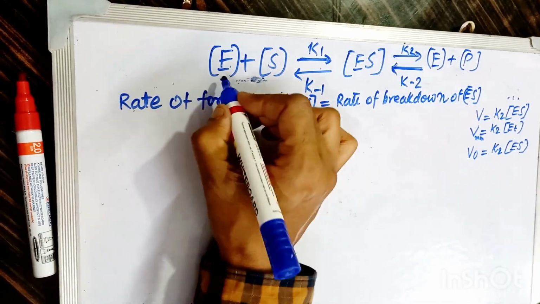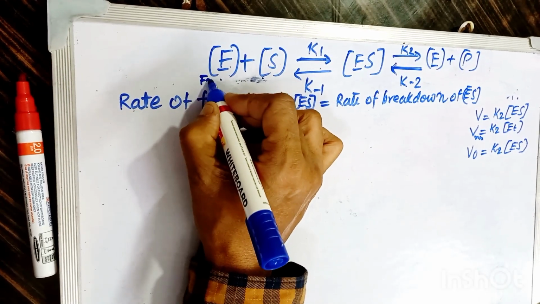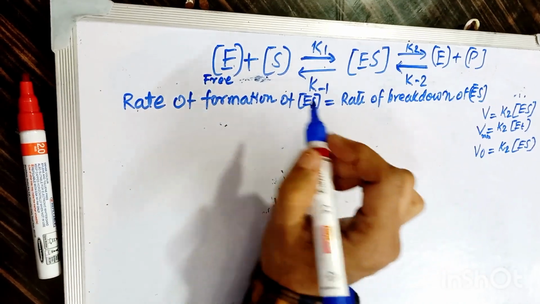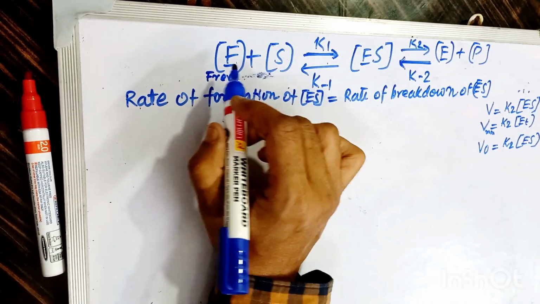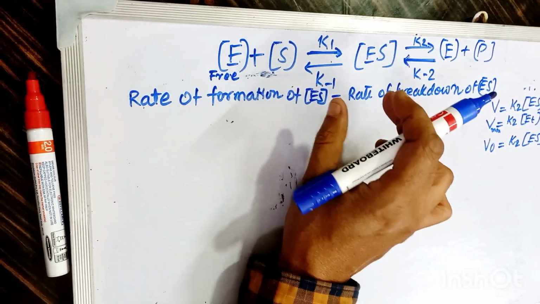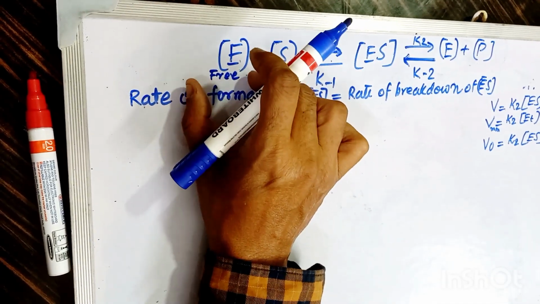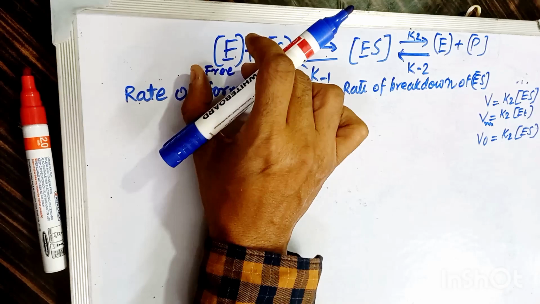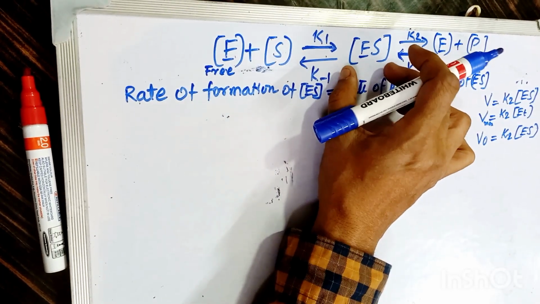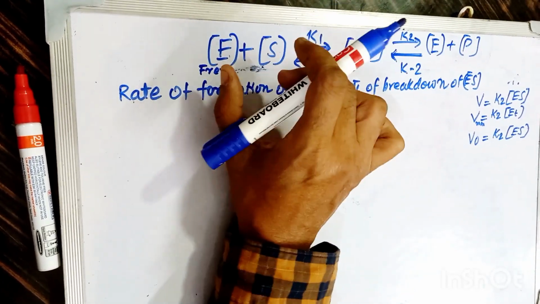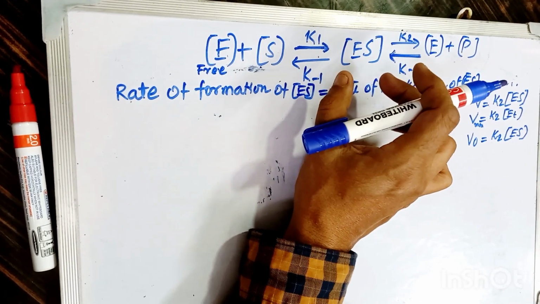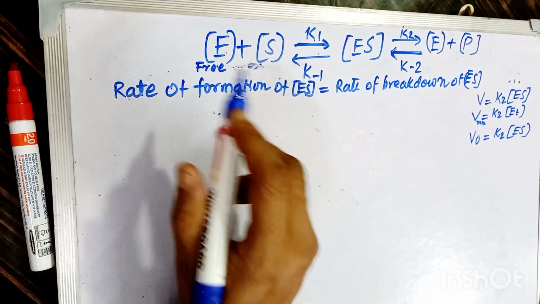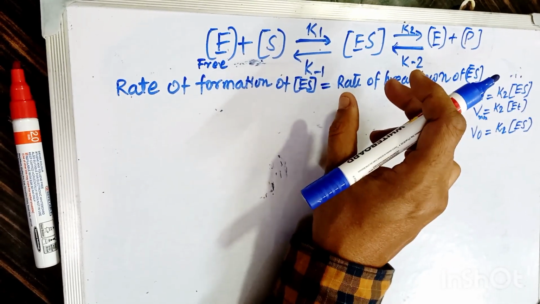This is the free enzyme that is reacting with substrate. I have told you that there are three types of enzyme present. One is the free enzyme, the other is the enzyme bound to the substrate, and the free enzyme and the enzyme bound to the substrate together give you the total enzyme, ET. So what is ET? The total enzyme is the free enzyme plus the enzyme bound to the substrate.